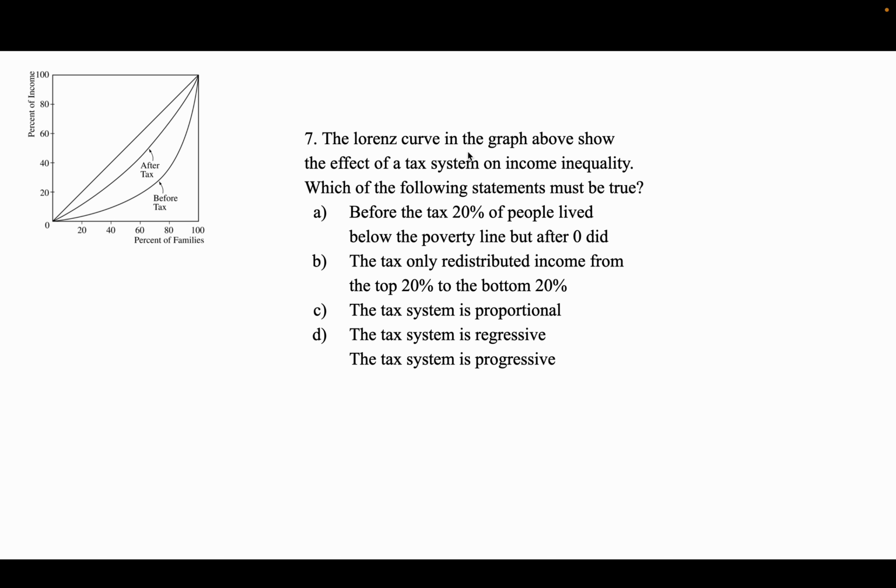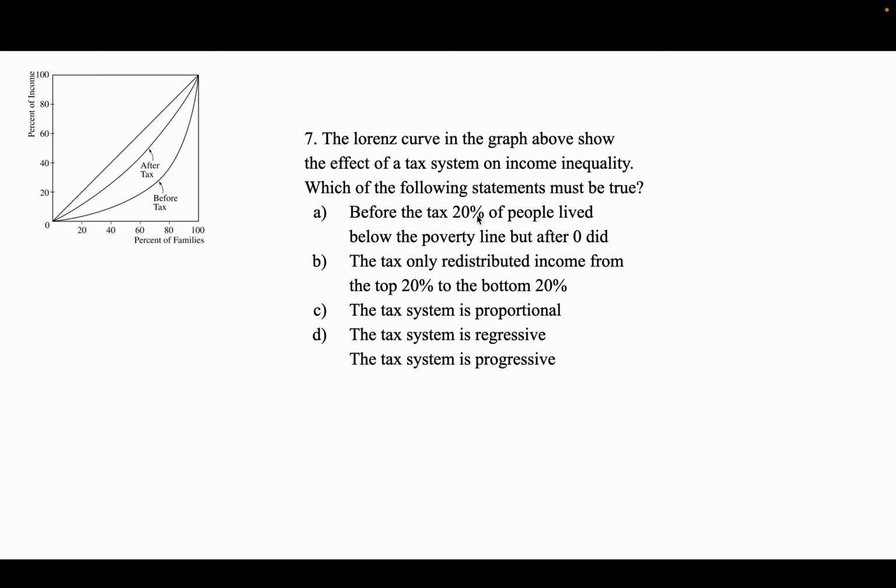So let's go through the answer choices. Before the tax, 20% of people lived below the poverty line, but after, 0 did. Well, that's not what the Lorenz curve is necessarily showing us. This could be the Lorenz curve for, let's say, the Congo, for instance. Well, if that's the case, then nearly 40% of the population would be in poverty. But if it's the Lorenz curve of maybe the Netherlands, then maybe only 1 or 2% of people are in poverty. The Lorenz curve doesn't measure poverty at all, so A is just wrong.